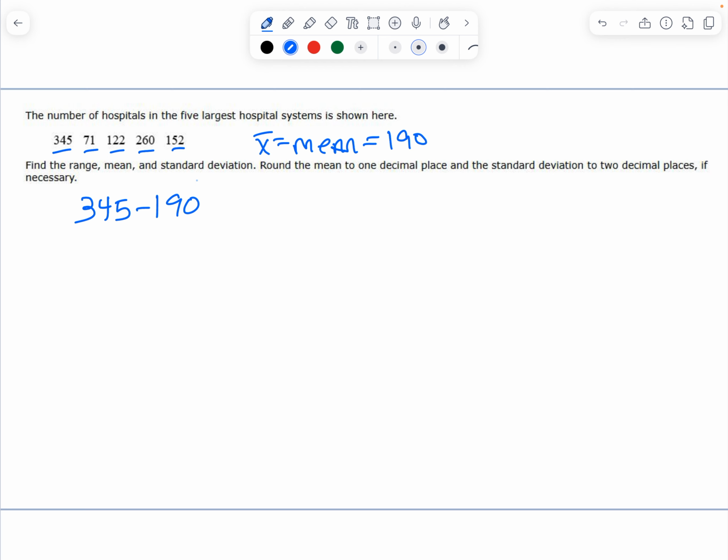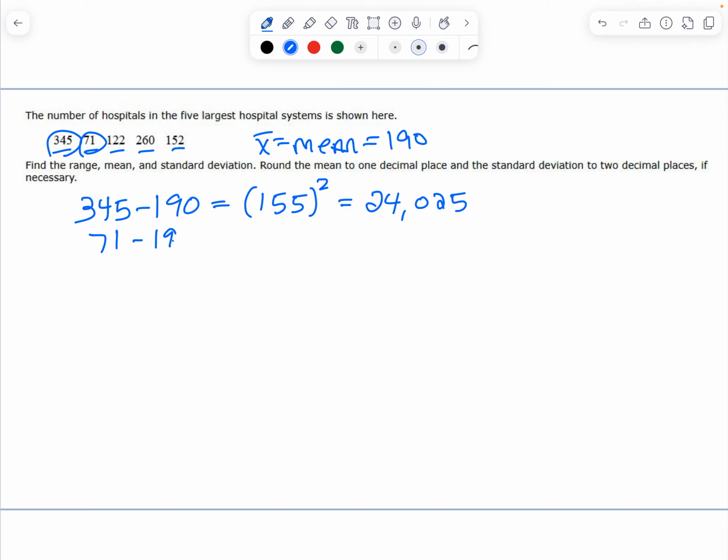So 345 minus 190 is 155, and then we're going to square that. If you square that, you end up with 24,025 hospitals.